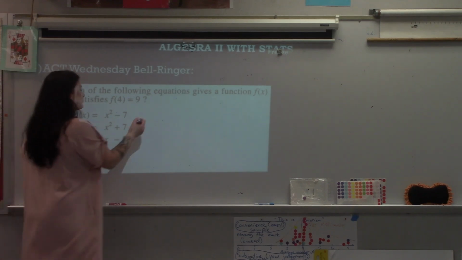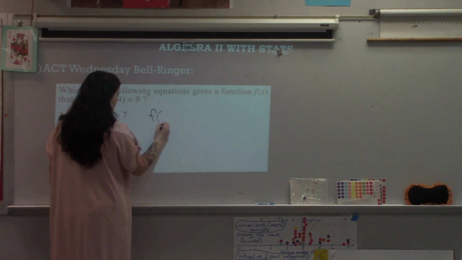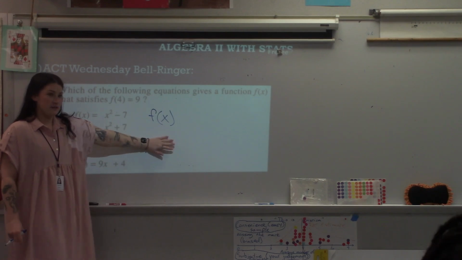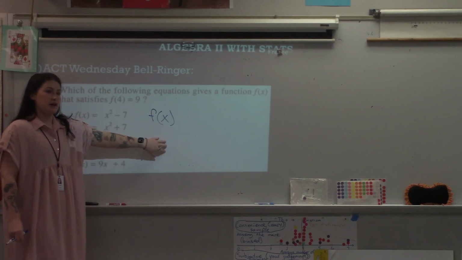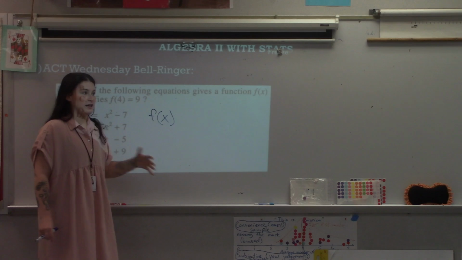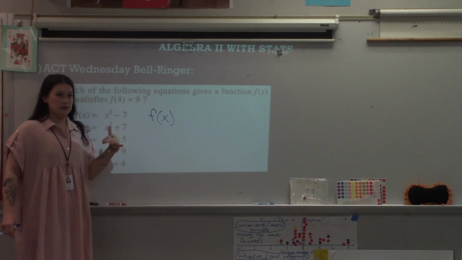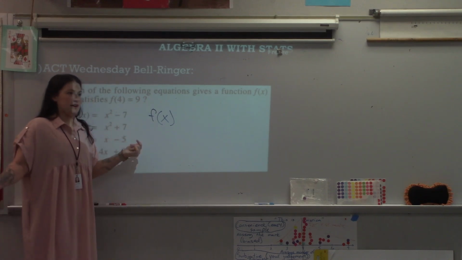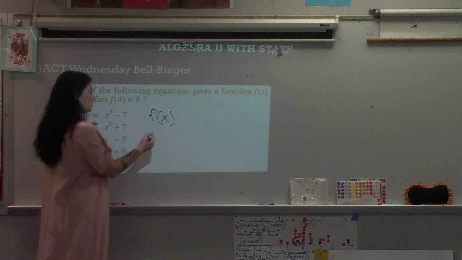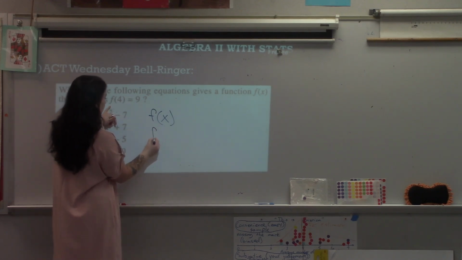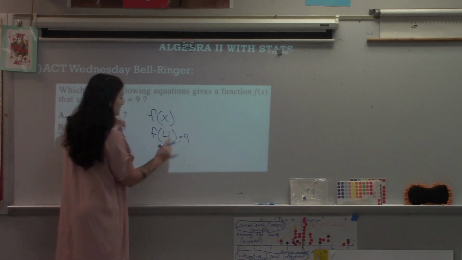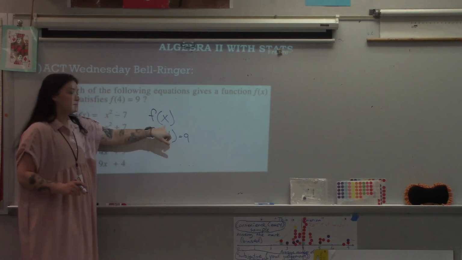So, have you guys ever seen something like this before? F of X? What we were talking about yesterday when we had our tables, and we were plugging in a number to see if our equation was correct. Do you guys remember that? We had 3x plus 4 or something, and we were trying to make it match and make sure that was the correct equation. So here, what this is saying is f of 4 is equal to 9. So now this 4 is my x value.